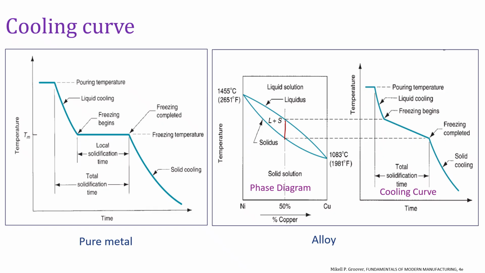The phase diagram shown here helps us understand the transformation. Using this phase diagram, we can understand how the cooling curve for an alloy will look, right? The cooling curve illustrates how the temperature changes with time during solidification. These cooling characteristics directly influence the microstructure and also the final mechanical properties of a casting.